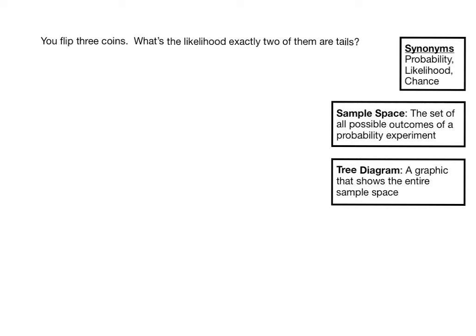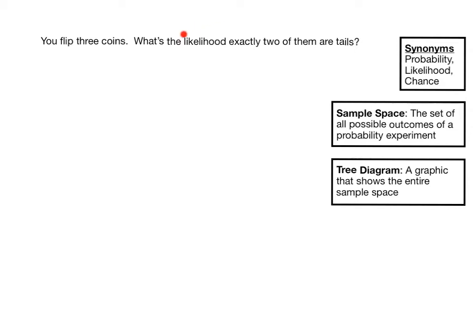In this screencast, we'll look at some basic ideas in probability theory. We're going to start simply with an example that will help us see some of the key features of trying to analyze the probability of an event occurring. So here's the scenario. You flip 3 coins. What's the likelihood exactly 2 of them are tails?